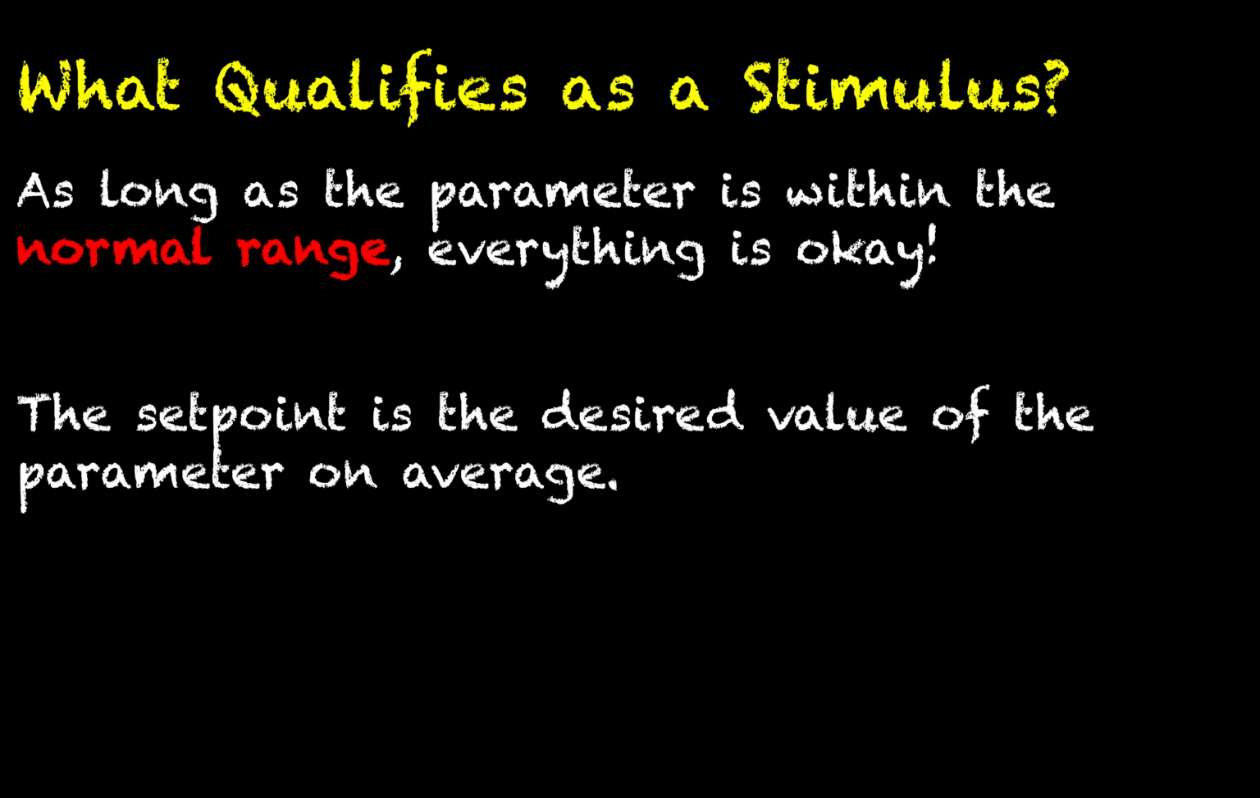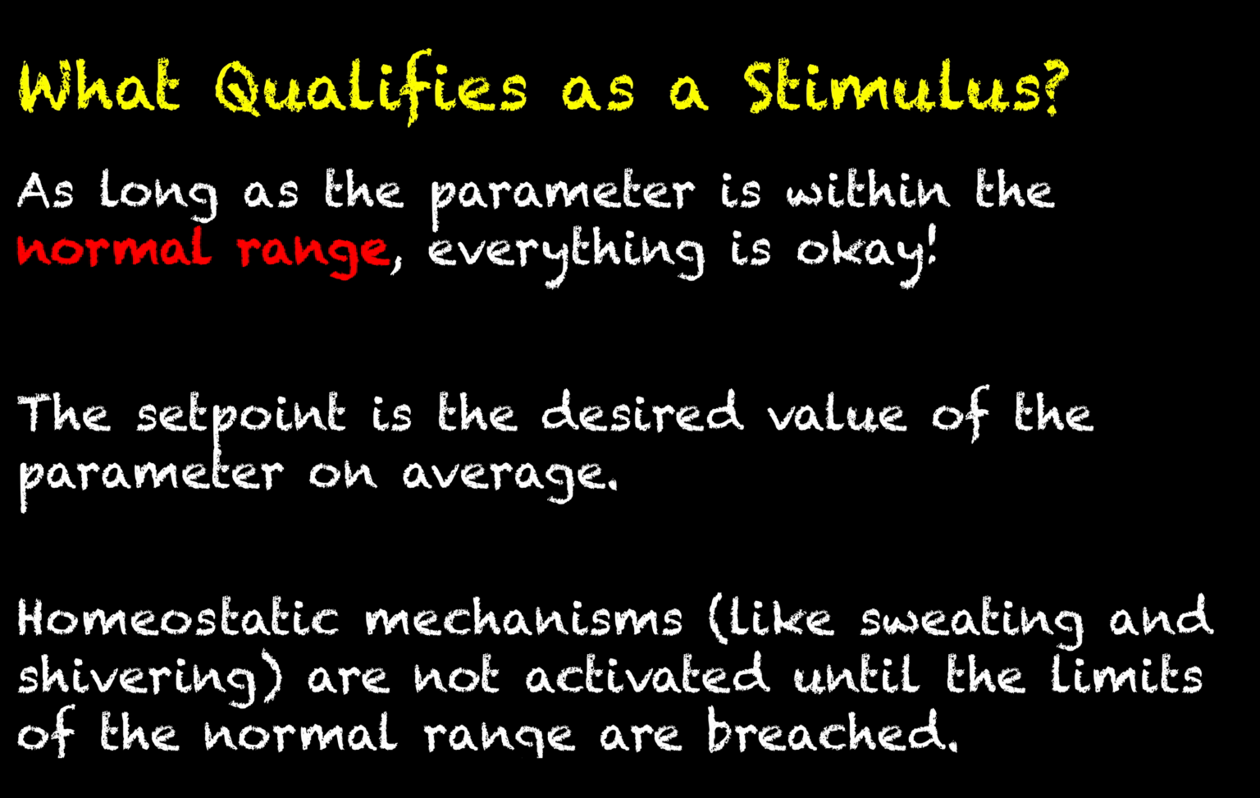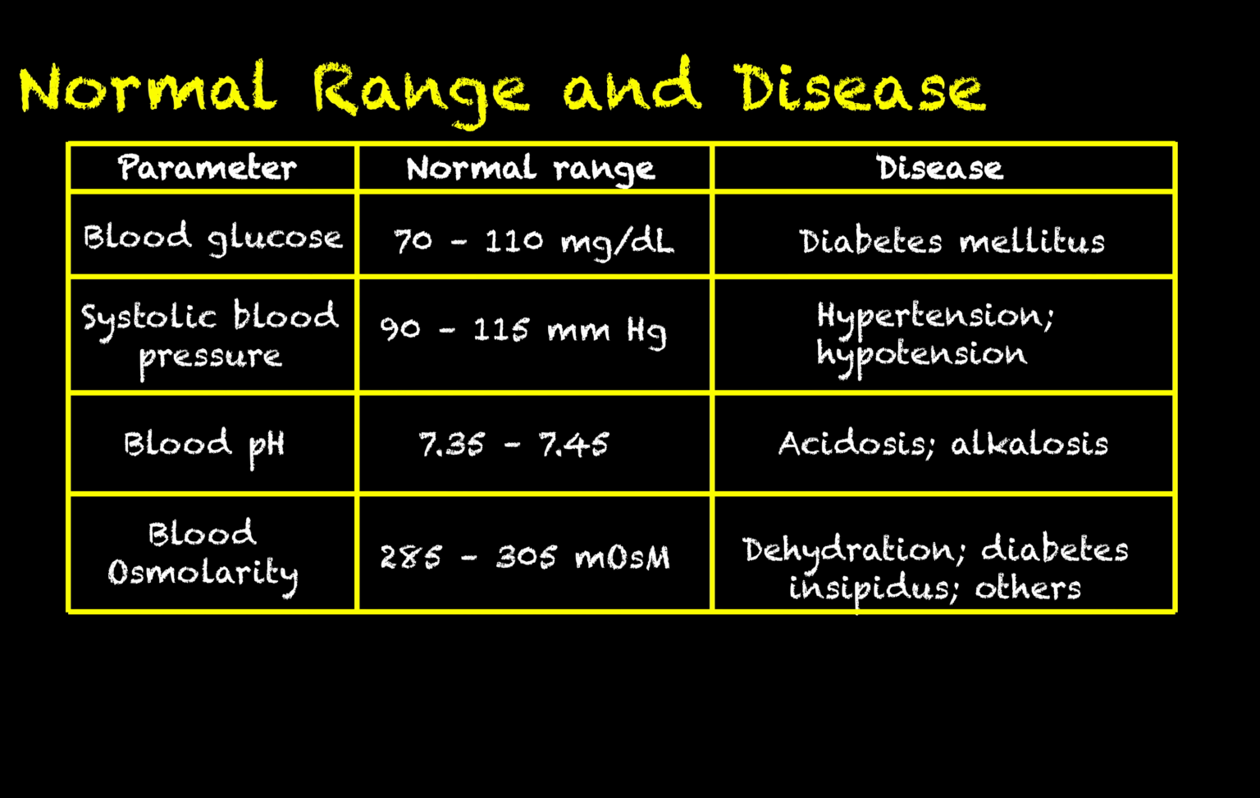So the set point is just the desired value of the parameter on average. It doesn't mean that parameter has to be the set point every single second of every single day. If you consider homeostatic mechanisms like sweating and shivering, these don't get activated until the limits of that normal range start to get breached. So in doing this, we save the body a tremendous amount of energy by determining how much a parameter has to change before we say enough is enough and we need to step in and fix this.